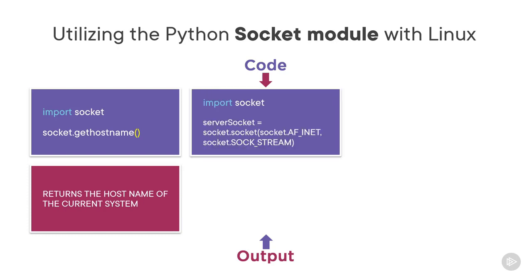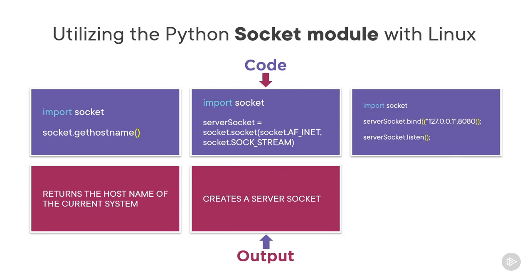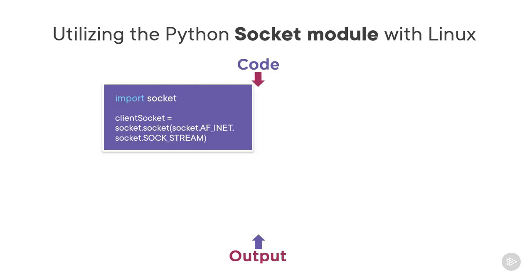The second example is creating a server socket. And the last example is binding that socket that we created to an IP address and a port. So you can see there, we're binding the socket to the loopback address of our server on port 8080. And then we're telling the socket to go ahead and listen for connections. So we did the server side.